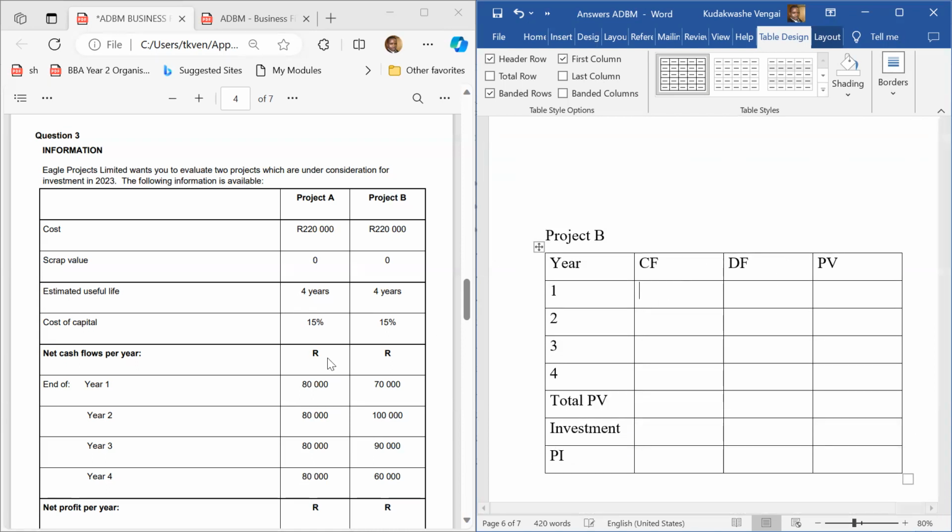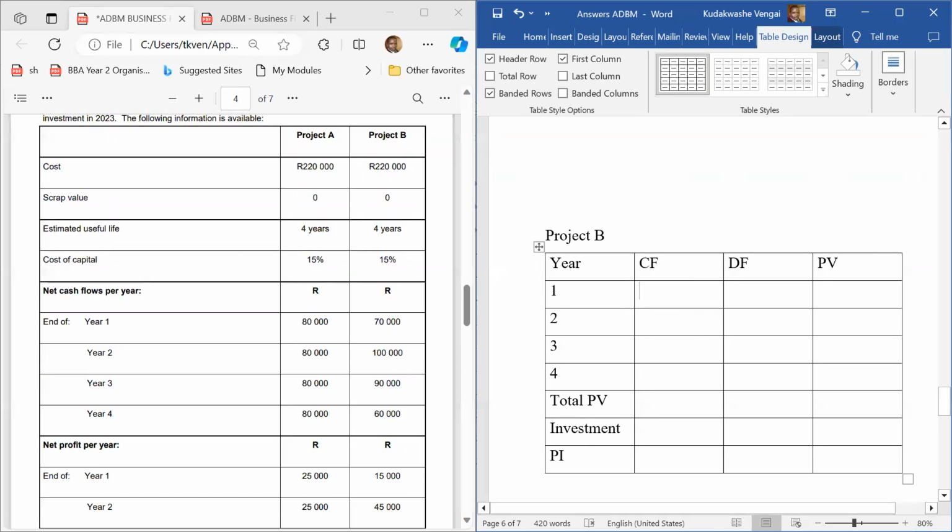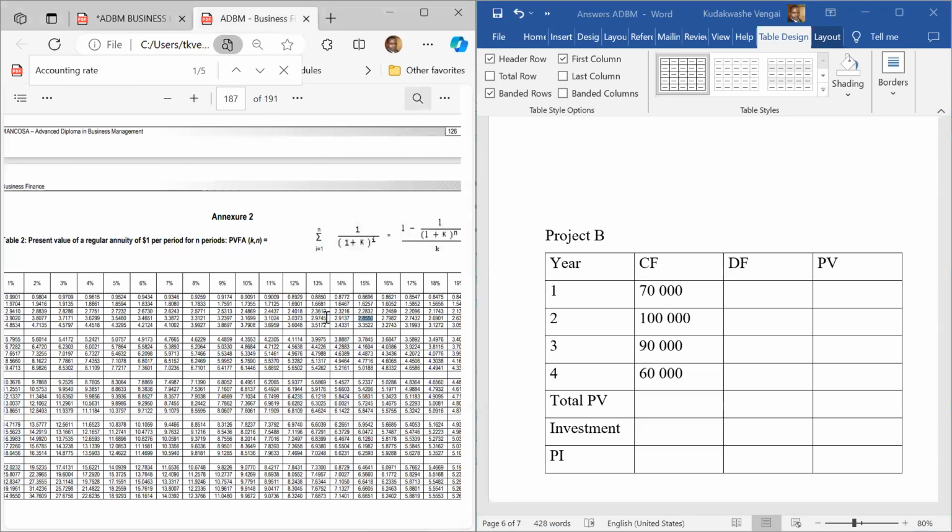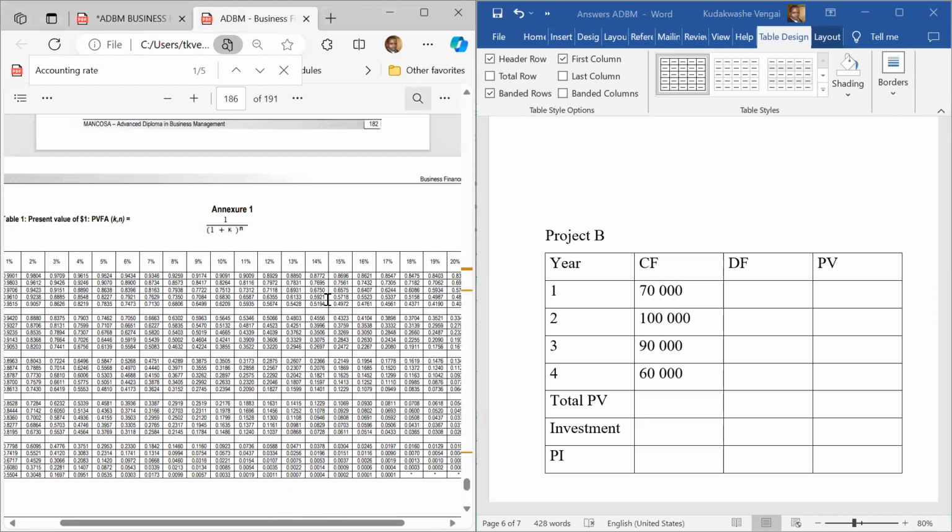So cash flows, project B, we've got 70,000, we've got 100,000, we've got 90,000, we've got 60,000. So make sure that you use the correct figures. Don't go and take profits. Profitability index uses cash flows. Our discount factors, for this one we are going to use table number 1 since it's not an annuity, right?